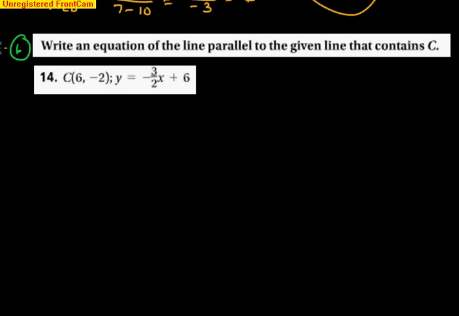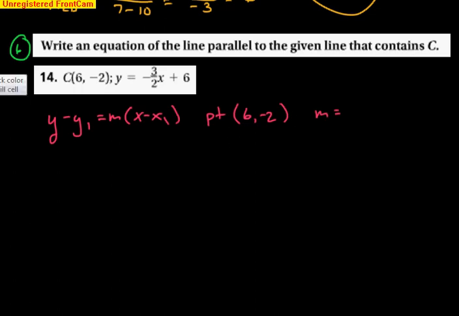Here we go. Write an equation of the line parallel to the given line that contains C. Well, anytime you have to write an equation, your first formula that you should write down is point slope. Because to write an equation of a line, I need point slope form, and I need a point, and I need a slope. Okay. Well, look. Our line goes through point C. So here's our point. 6, negative 2. Good.